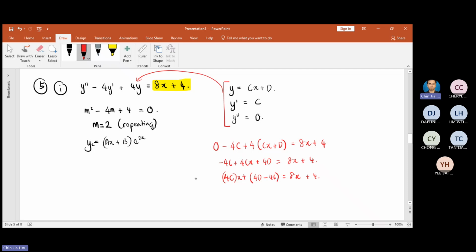Then when doing the comparison, you compare the corresponding terms: x with x, x squared with x squared, constant with constant. So in this case, 4c equals 8, c equals 2. 4d minus 4c equals 4. Since c is equal to 2, we have 4d minus 8 equals 4. So eventually our d is 3.